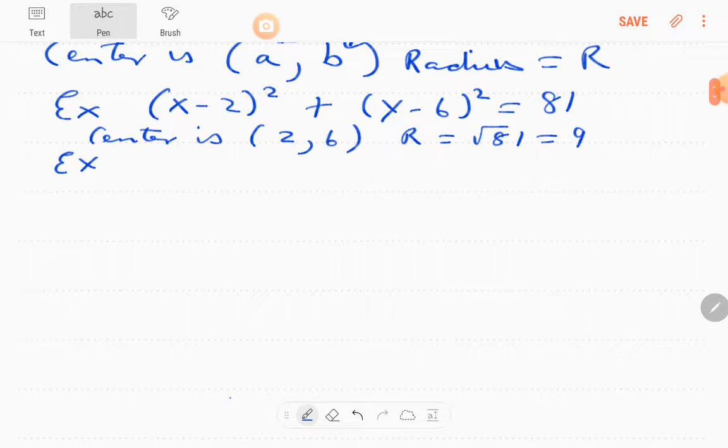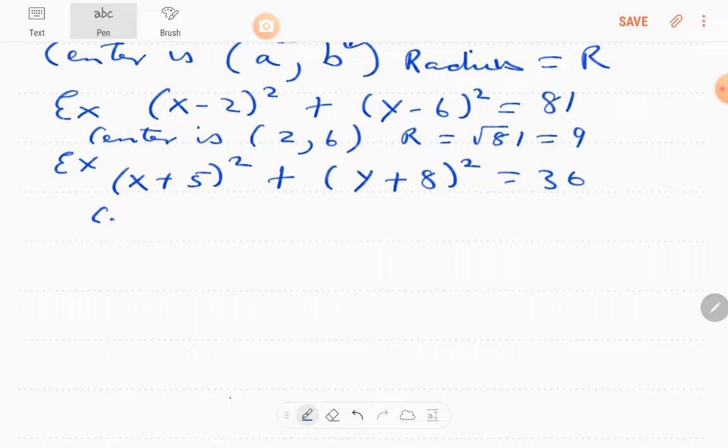Let's look at another example. Suppose we had (x plus 5) squared plus (y plus 8) squared equals 36. Then our center, opposite in sign, is minus 5, minus 8. And then our radius would be the square root of 36, which is 6.